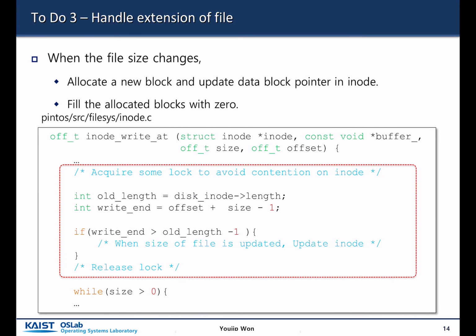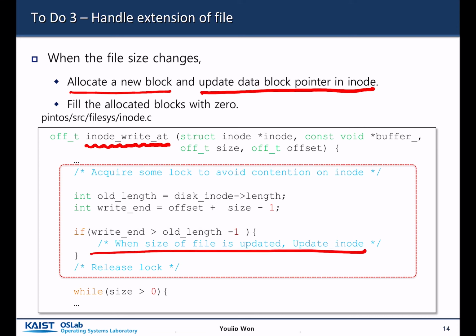Now it's time to handle an extension of a file. When the file size changes, it allocates a new block and updates a data block pointer in the inode. And then you have to fill the allocated blocks with 0. Okay, those are the basic steps you have to do. There's the function inode write at. Here, of course, we have to acquire appropriate locks, and when you write beyond the size of the existing file, then you have to update some fields.